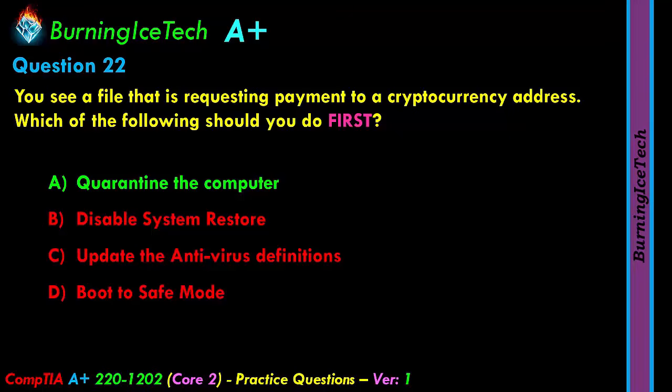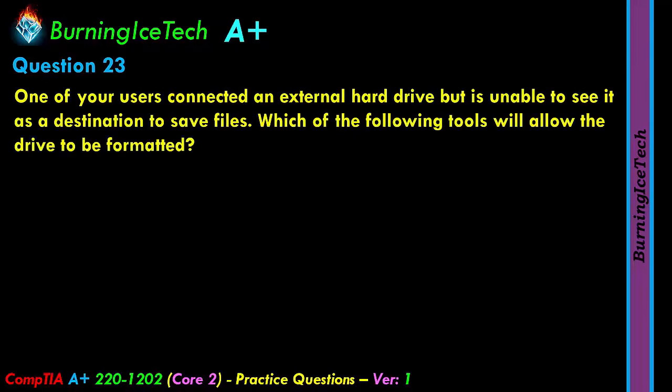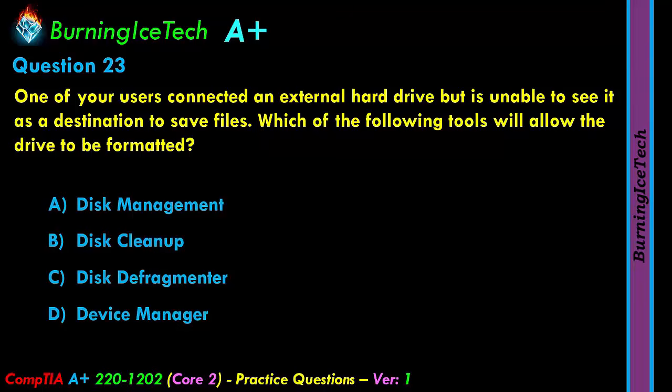Anyway, moving you guys on to question 23. One of your users connected an external hard drive, but is unable to see it as a destination to save files. Which of the following tools will allow the drive to be formatted? Okay, so now we know why the drive does not want to be detected. It's plugged in, but it has not been formatted.